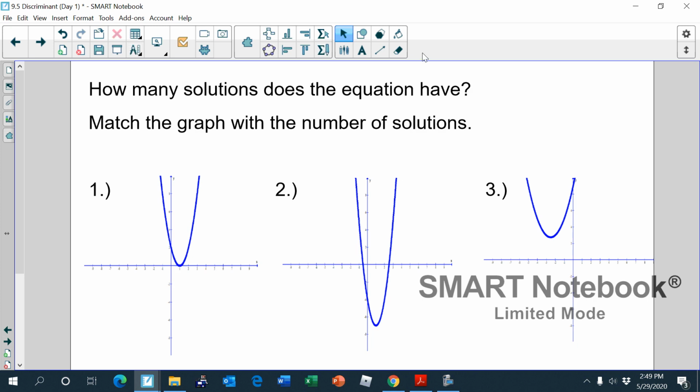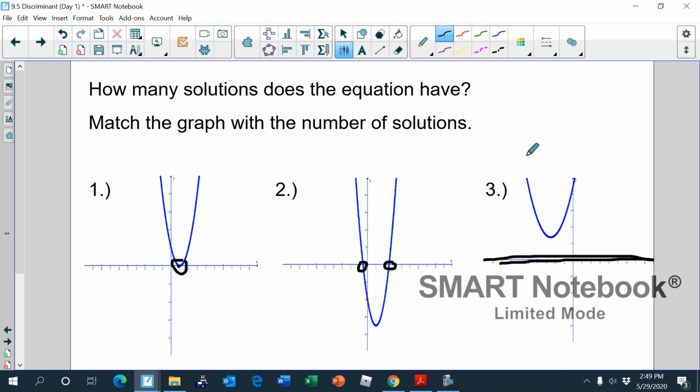Okay, so look, this number 1 touches the x-axis 1 time, right there, right? And number 2, it crosses the x-axis 2 times, here and here. I'm going to make that a little bit bigger. It crosses it once. And in number 3, it doesn't cross it at all. Look, there it is. It's not going to touch it ever because it's opening up and it's above the x-axis.